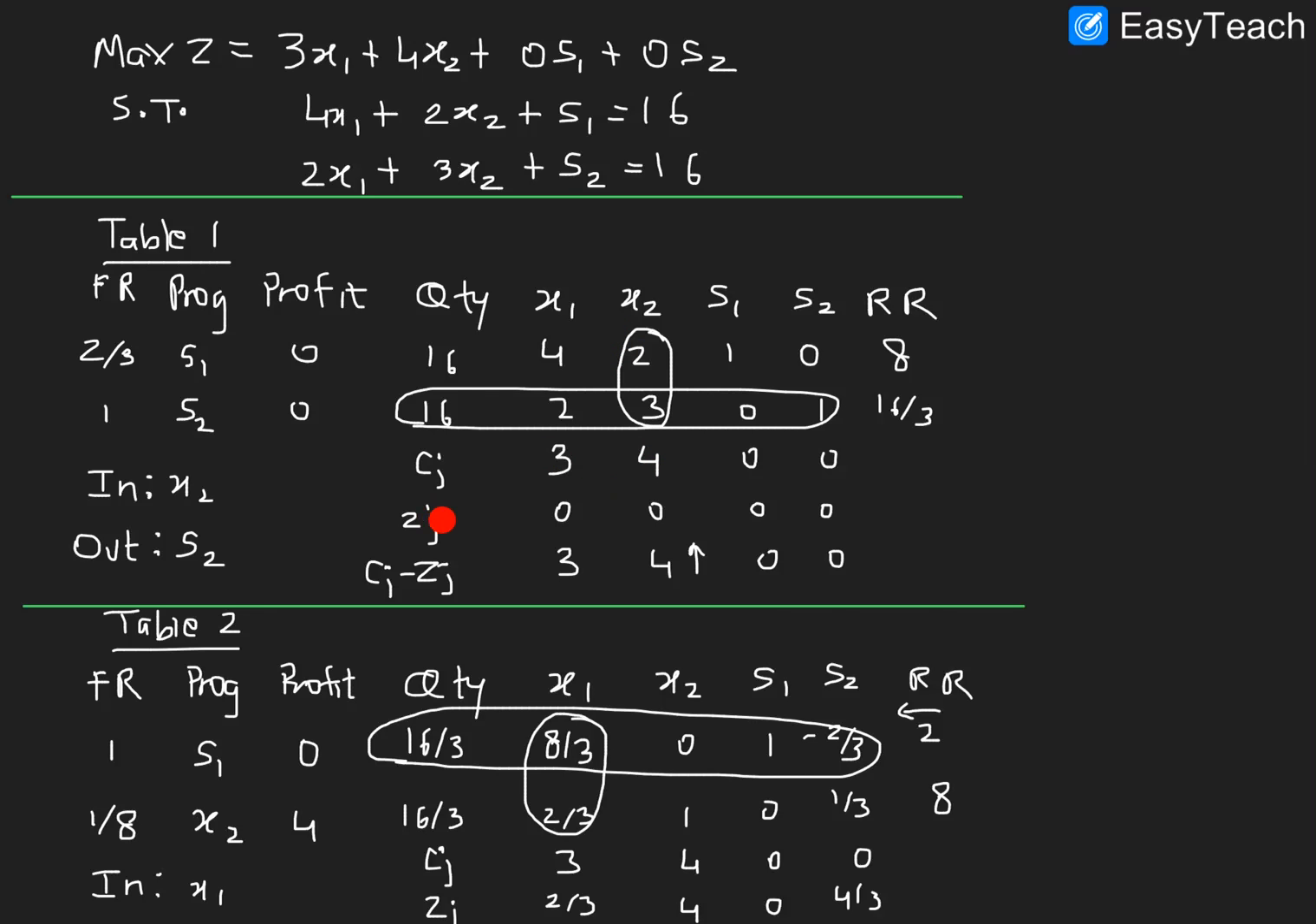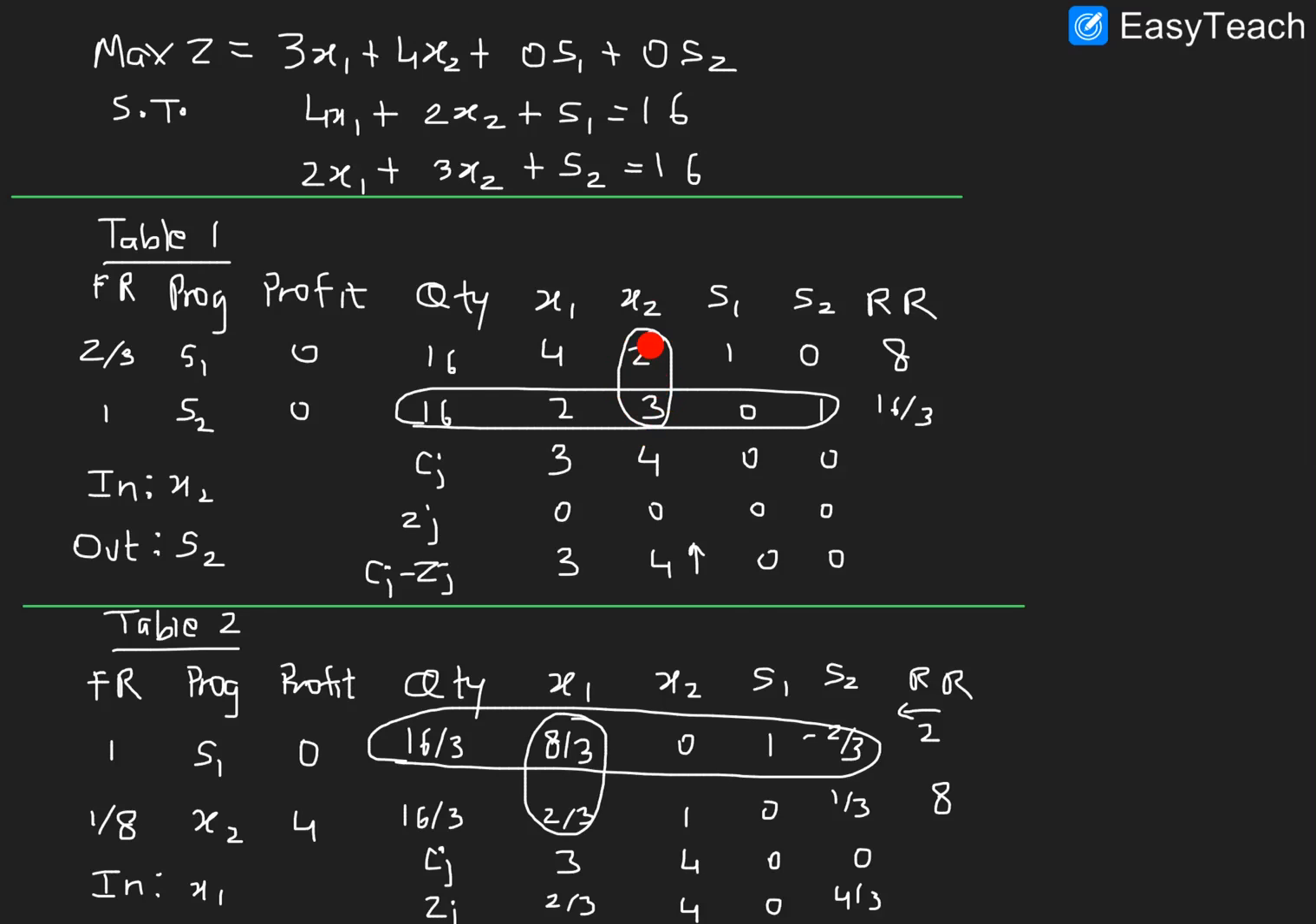And zj, we have already seen, was the opportunity cost, because if you want to produce x1 you need to sacrifice s1 and s2, so the profit that you were earning on s1 and s2 needs to be given away. Since at the first stage there was no opportunity cost, as s1 and s2 had a profit of 0, the net benefit we decided out of 3 and 4 is going to be the most beneficial, so this was selected.